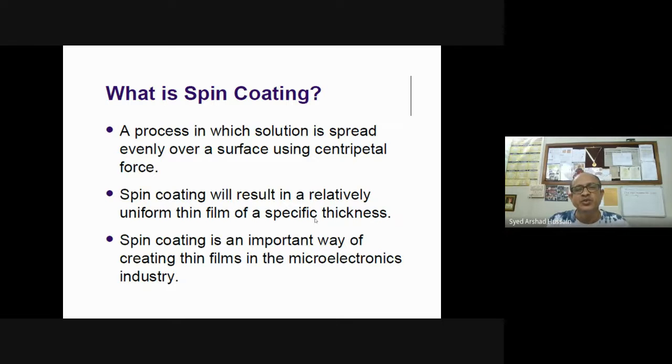Okay, so since our present electronics is dealing with microelectronics, this technique is very good to prepare thin films of the order of micrometer thickness.